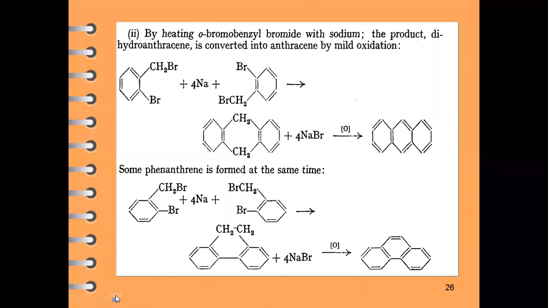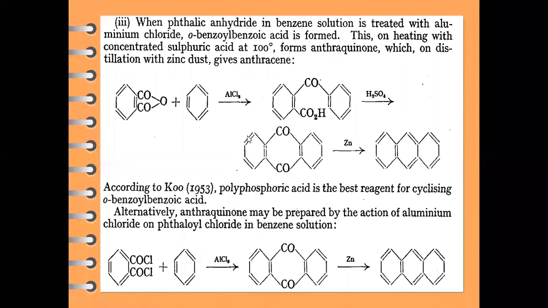So, everybody understood the difference between phenanthrene and anthracene. Here there is anthracene and phenanthrene. Here there is linear fusion of benzene rings, and here the benzene rings are fused at an angle. Now, the third method for the synthesis of anthracene.